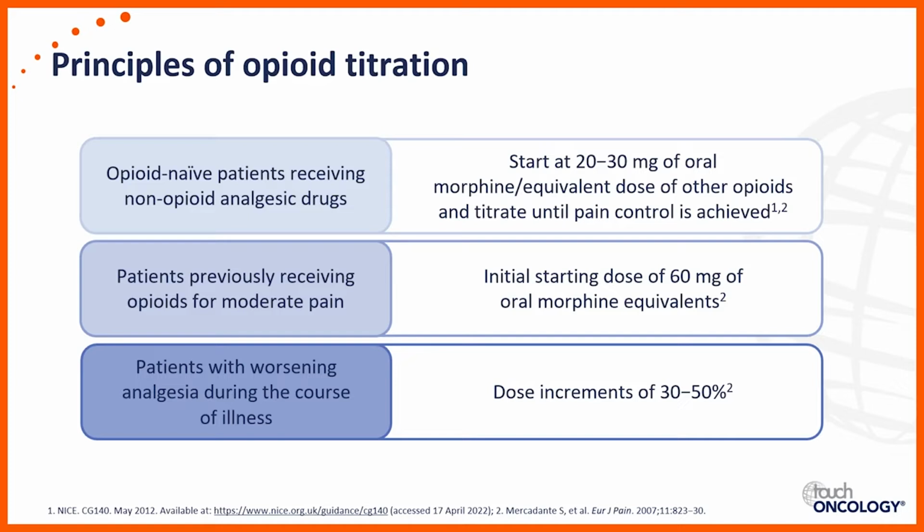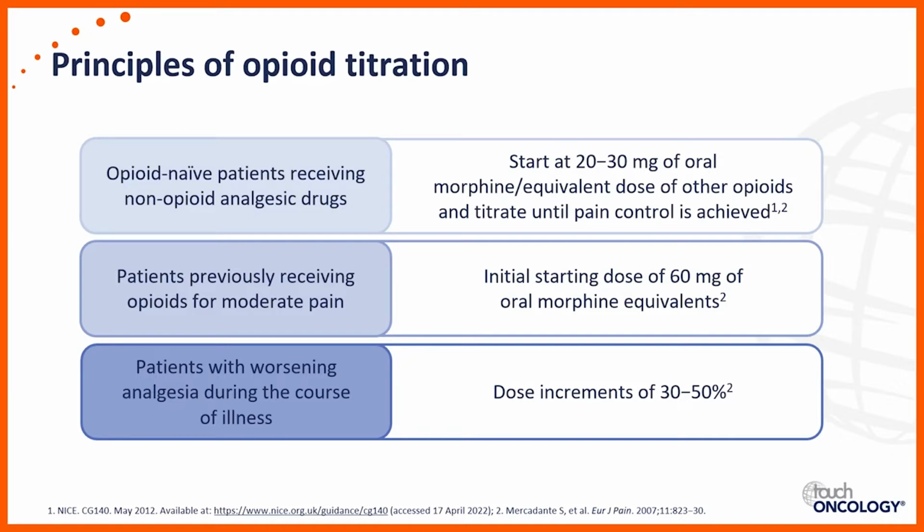The second scenario is that of patients who are already receiving opioids, for example, weak opioids or low doses of strong opioids. Generally, this class of patients should be started with about 60 milligrams of oral morphine equivalent, and then the doses titrated again according to the effects.